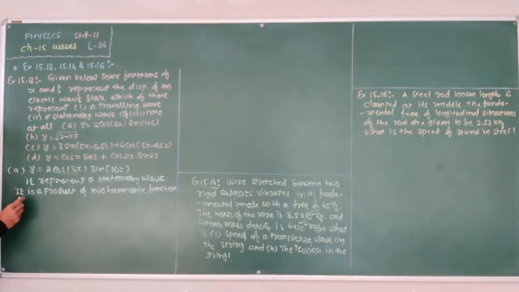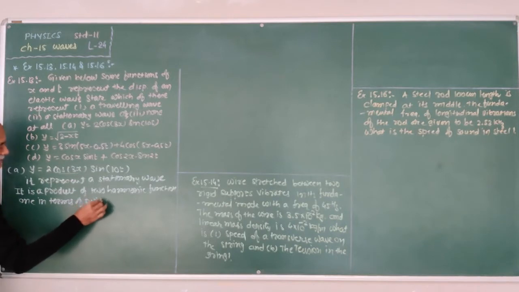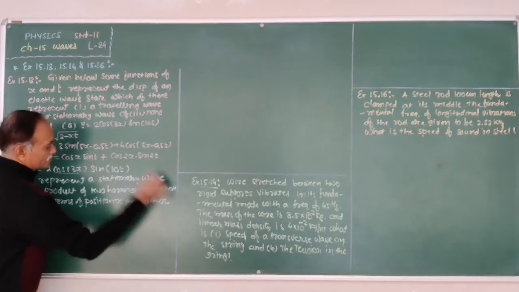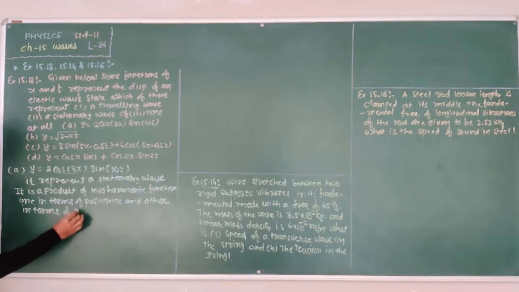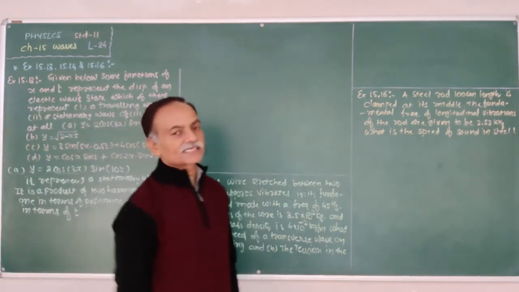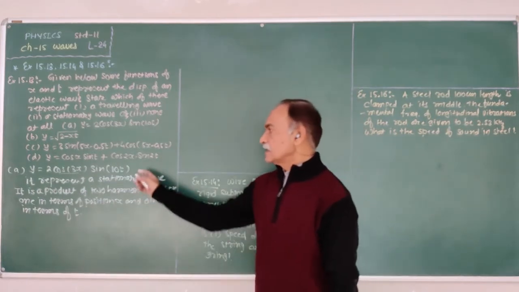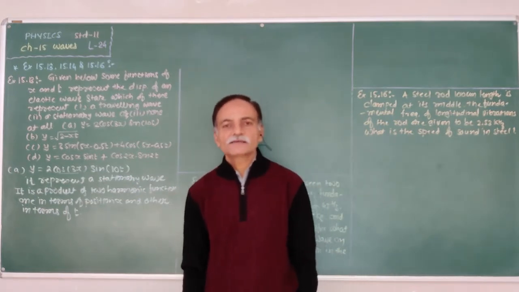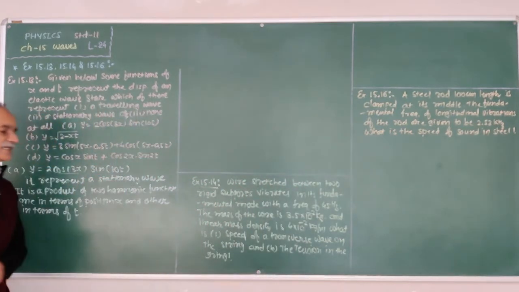It is a product of two harmonic waves, one in terms of position x and the other in terms of time t. Therefore, it is a stationary wave. Or in other words, the given equation is similar in form to the stationary wave y is equal to 2a sine kx into cos omega t. Therefore, that is a stationary wave.